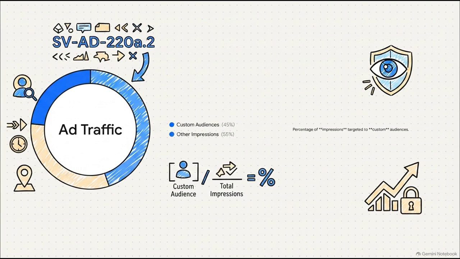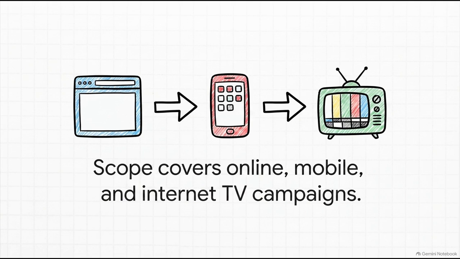You just divide custom audience impressions by total overall impressions. For investors, this tells them exactly how heavily a company relies on mining our personal data just to generate revenue. And listen, companies absolutely cannot hide behind technicalities here. The scope of this metric is impressively comprehensive.